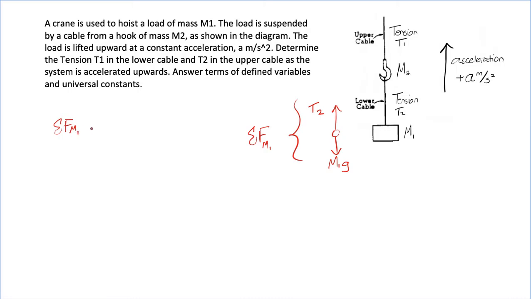The net force on M1 must be made up of T2 minus M1G. This goes with the convention that we'll say upward is the positive direction. This is why I have subtracted the force of gravity. The net force by definition can be substituted by Newton's second law with ma, specifically M1A.